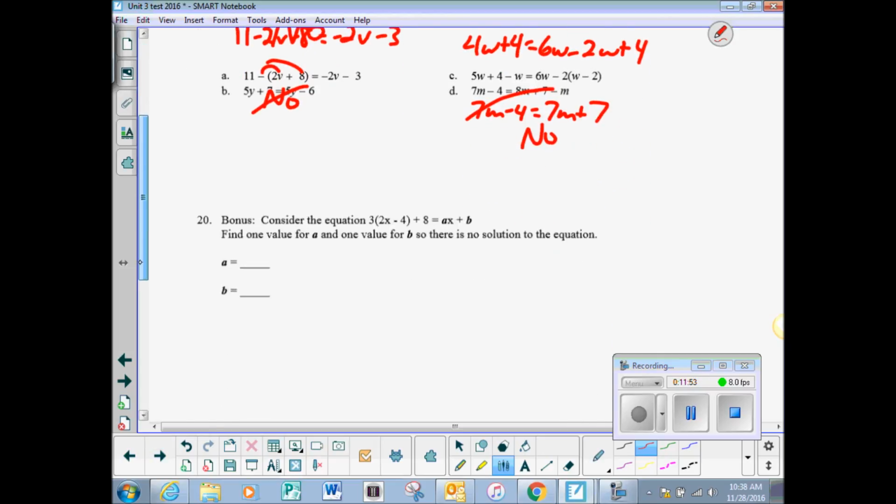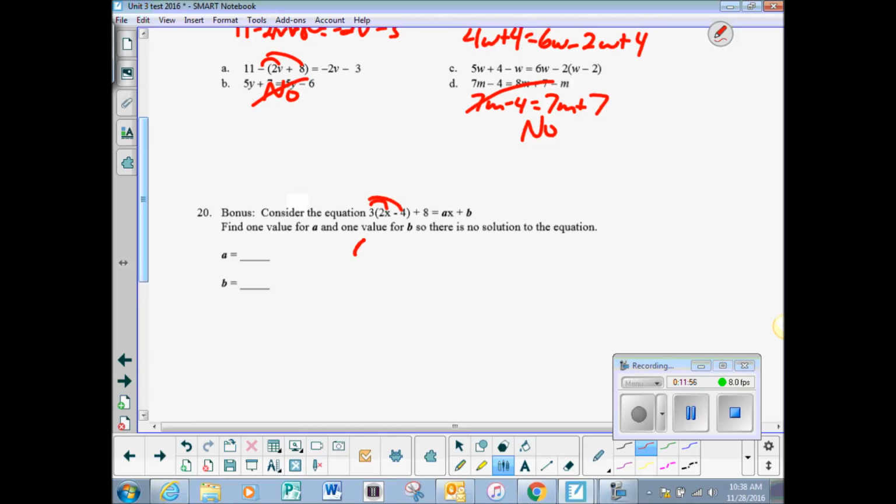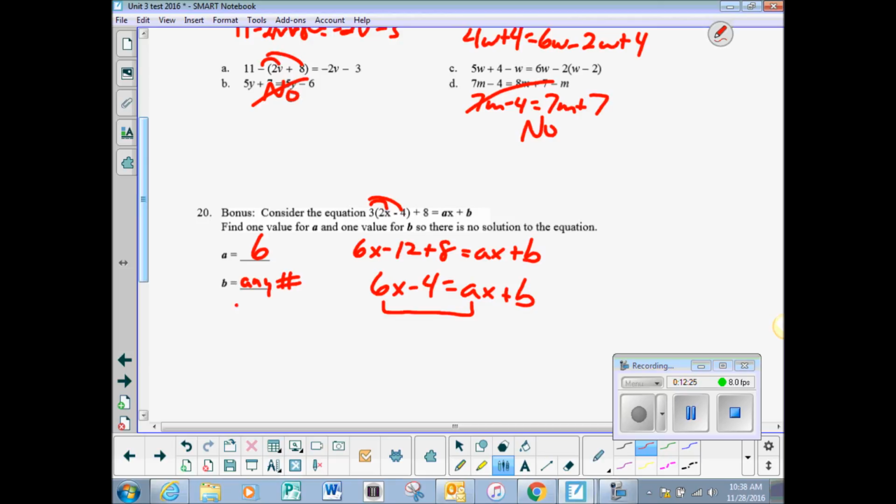The bonus, okay, if I distribute and simplify, I get 6x minus 12 plus 8 equals ax plus b. If I simplify some more, I get 6x minus 4 equals ax plus b. So what does a have to be if this is going to be a no solution? Well, this has to be the same as this. What does this have to be? Anything other than negative 4. So it could be any number except negative 4. Any number except negative 4. Wow. Pretty cool, huh?